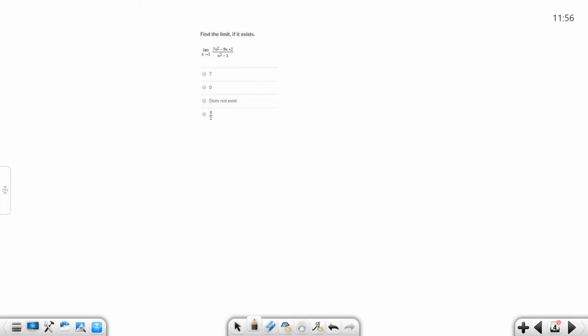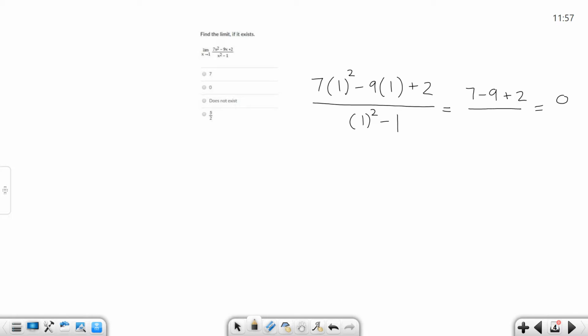Okay, so here's another one. We'll just plug in. My value is 1. Let's plug in 1. 7 times 1 squared minus 9 times 1 plus 2 over 1 squared minus 1. When I plug in on the top, I get 7 minus 9 plus 2, so that gives me 0. When I plug in on the bottom, I get 1 minus 1, so that gives me 0. 0 over 0 is not an answer of 0. If you get 0 over 0, that means do more work.